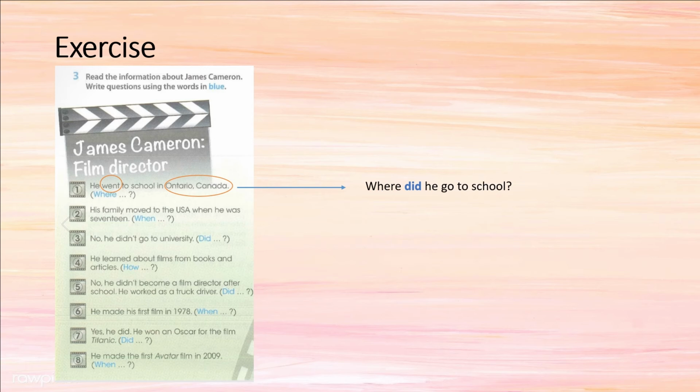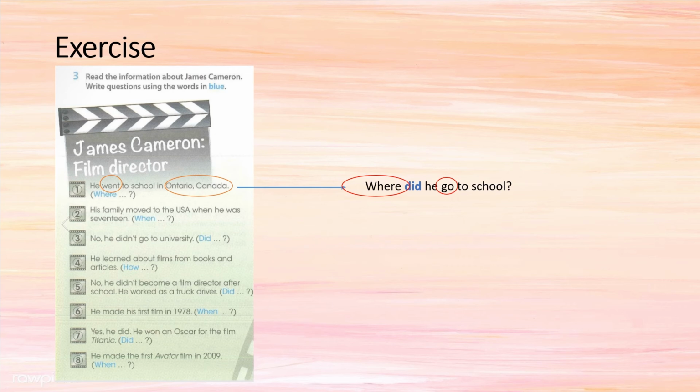After where, you have to use the auxiliary verb did, and the subject is he, and went, you have changed it to go, and you just repeat the words to school. So where did he go to school? So this is the complete question for answer number 1.